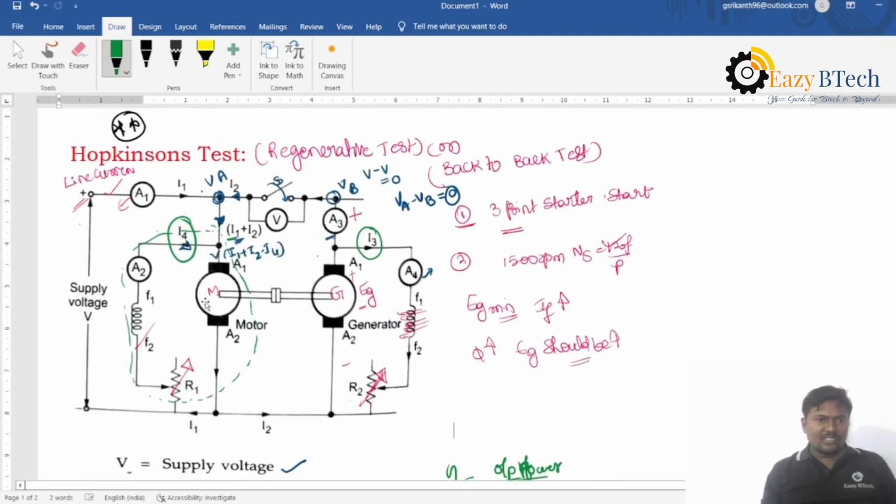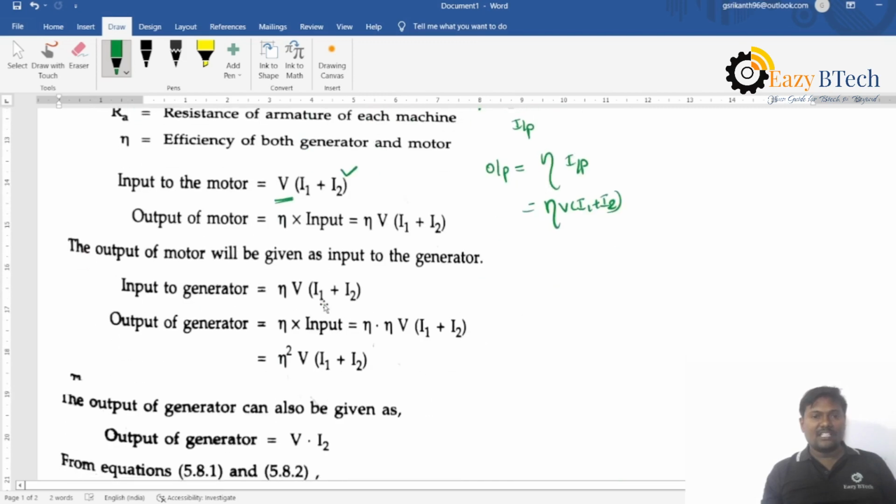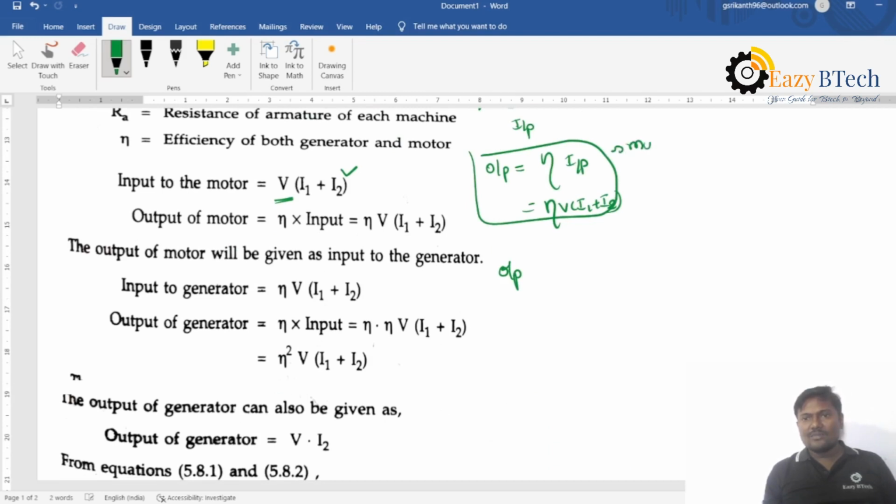You can observe that the output of the motor is given to the input of the generator. This combination is for the motor. The output of the generator is again eta into the input of the generator. As we discussed, the output of the motor, eta into V into I1 plus I2, is the input of the generator.